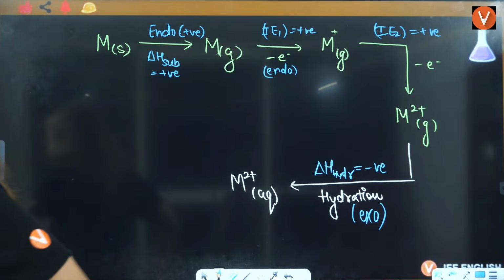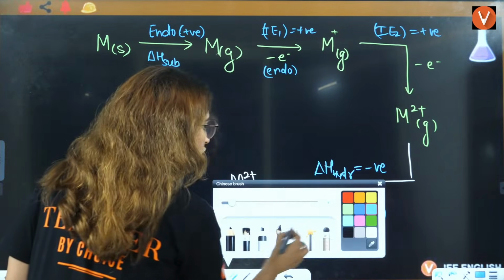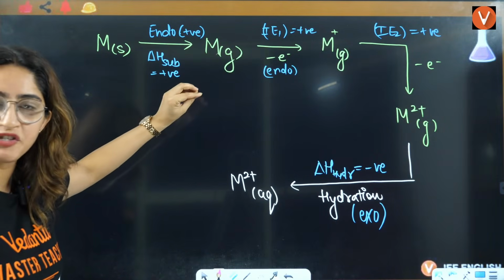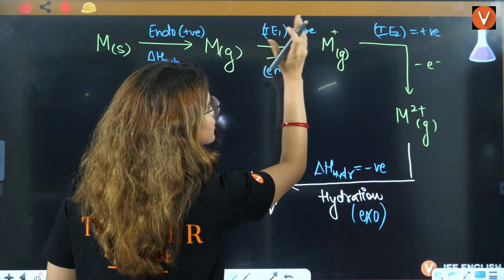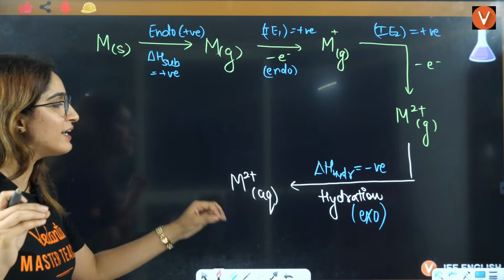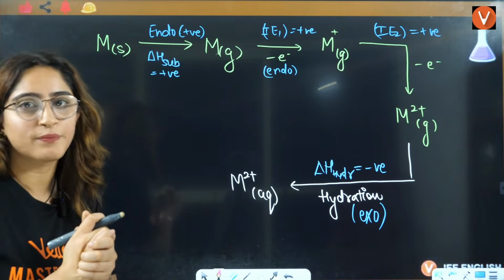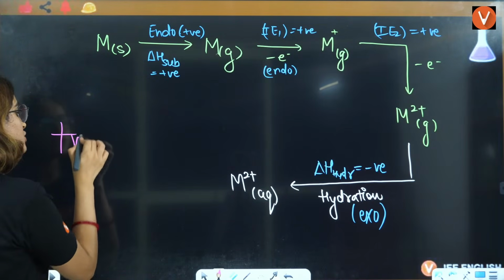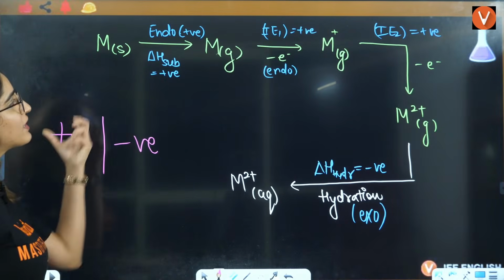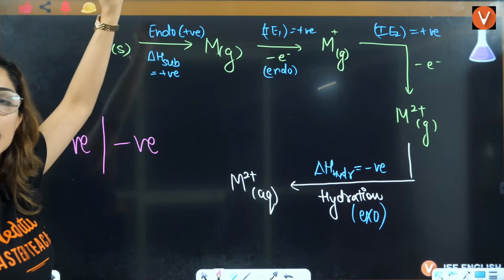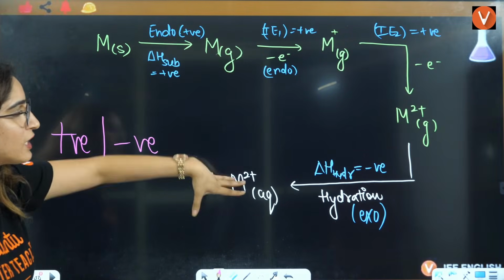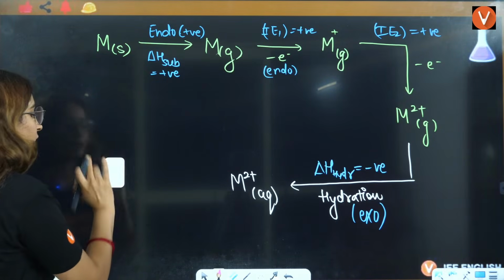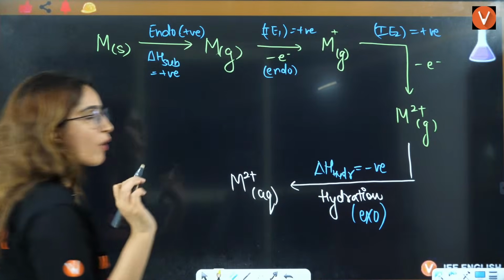Understood? Can you see there are 4 factors it depends upon? It depends upon delta H sublimation, ionization energy 1, ionization energy 2, and hydration. There is positive energy and negative energy. The positive energy required is of sublimation and ionization enthalpy, and the negative is of hydration. This is the whole case. Now we will understand one by one what is happening here.